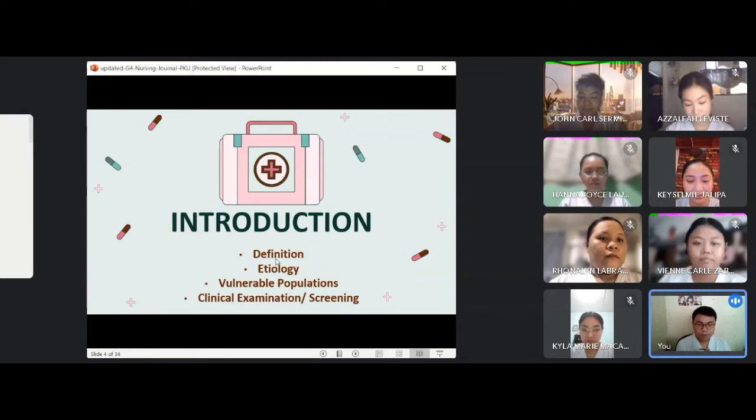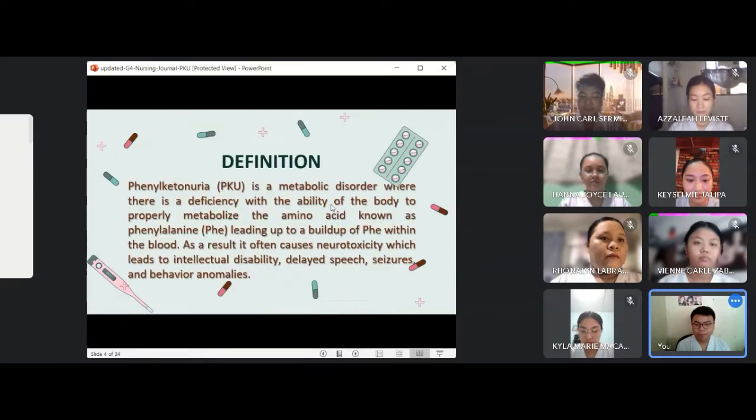Alright, so good afternoon everyone. So first we'll be discussing the introduction with the definition of our case, which is 2 weeks old with phenylketonuria. Phenylketonuria, or PKU in short, is a metabolic disorder where there is a deficiency with the ability of the body to properly metabolize the amino acid known as phenylalanine, or PHE in short, which leads to a buildup of PHE within the blood. As a result, it often causes neurotoxicity, which leads to intellectual disability, delayed speech, seizures, and behavioral anomalies.